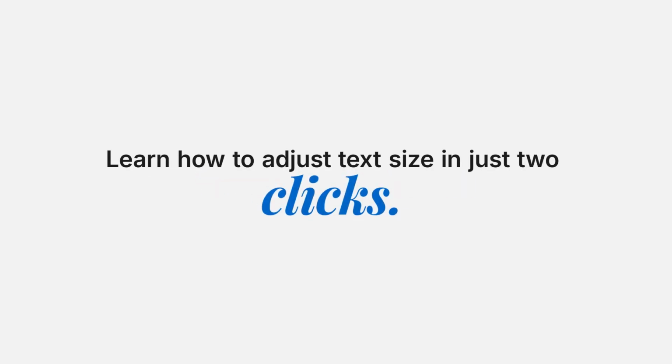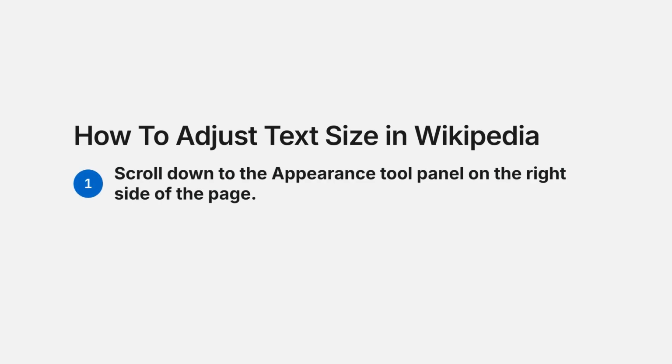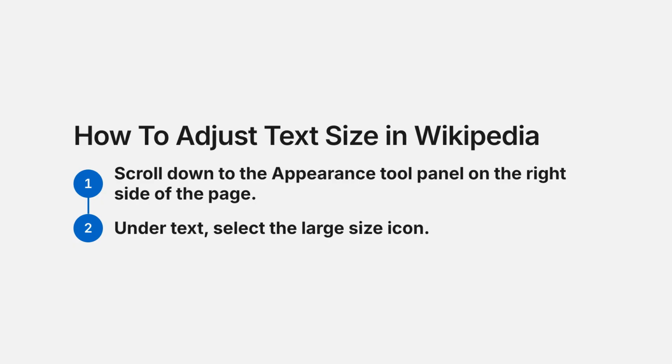Tired of squinting at Wikipedia's tiny text or scrolling endlessly with oversized font? Learn how to adjust text size in just 2 clicks. First, locate the Appearance tool panel on the right side of the page. Then, select the large text icon to instantly resize the article.